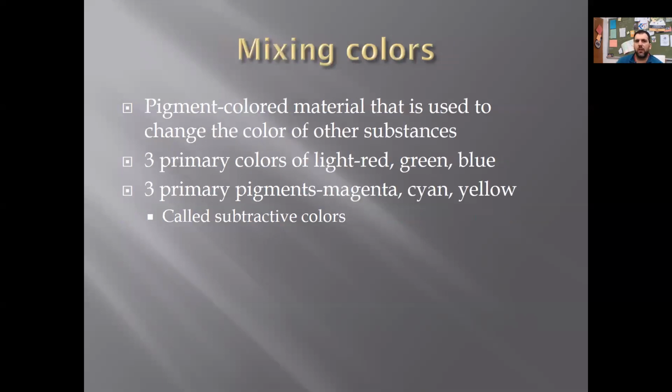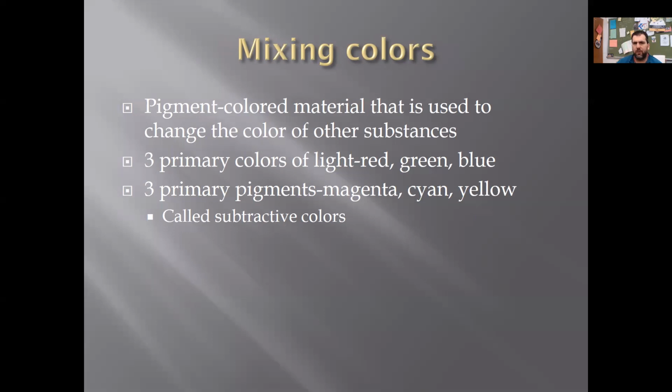The other thing is mixing colors. A pigment is a color. There are three primary colors of light: red, blue, and green. We know that our three primary colors of light combine to make white. We know this. You look up at the ceiling, what color light do you see? You see white light.